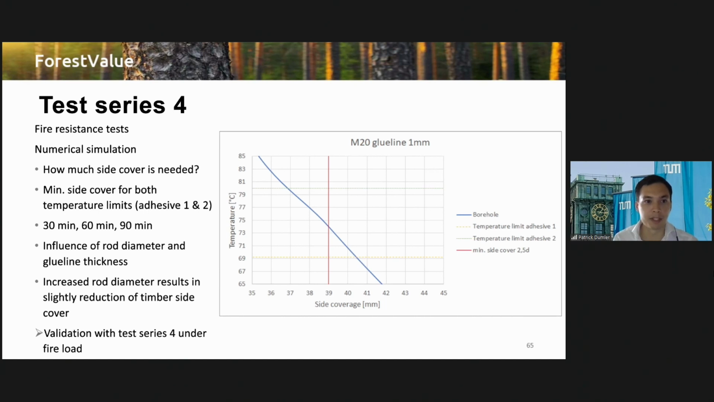Based on the parameters deduced from the test series before, we made different numerical simulations to see how much side cover is needed for different rod diameters and glue line thicknesses, and also for different fire load times for 30, 60, and 90 minutes. And based on these results, the test series 4 was planned with the minimum side cover for these glue lines.